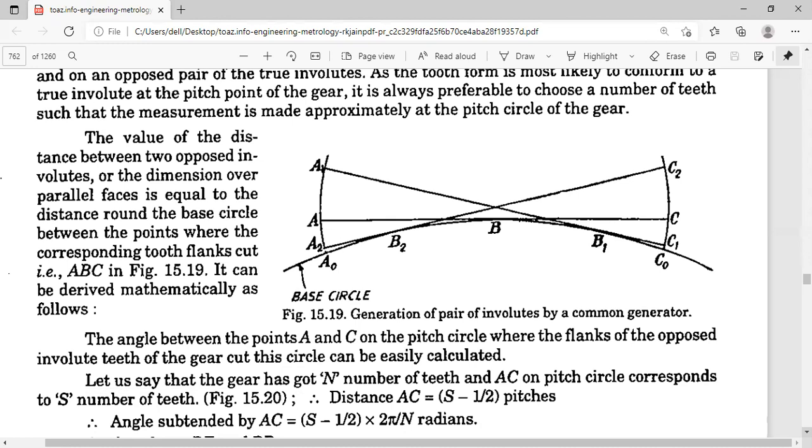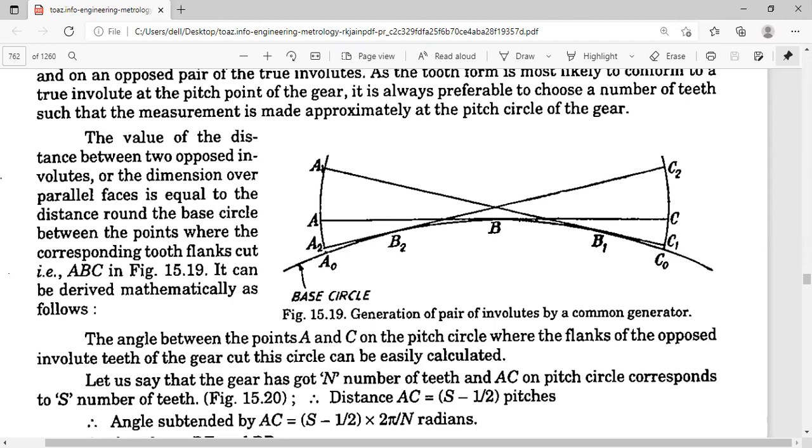So the angle between these particular points A and C on the pitch circle, where the flanks of the involutes cut the circle. What is the flank? Already I told you, it's a line joining the crest and the root. Crest is the topmost portion of the tooth, the tip of the tooth, and the root is the bottom portion of the tooth. So the angle between these points A and C on the pitch circle, where the flanks of the opposite involute teeth of the gear cut this circle, can be calculated.